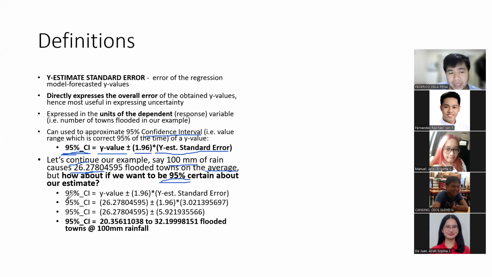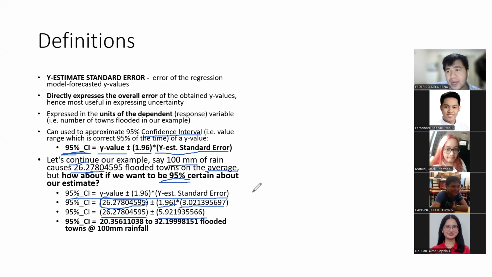So how do we do this? We have the equation here, so just plug in the y value. This is our y value which we derived from the regression, 26.278, plus minus 1.96 multiplied by the standard error of the y estimate. That's 3.021. This is just from the Excel stats that we have obtained earlier, and it will get you something like 26.28 plus minus 5.9.